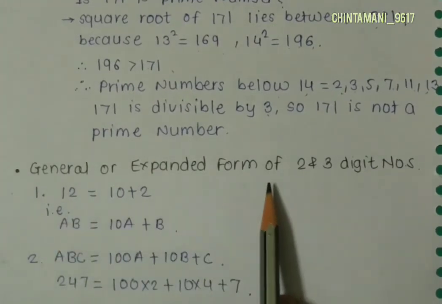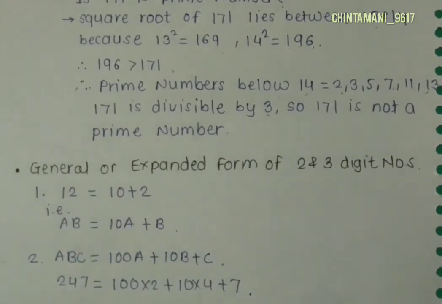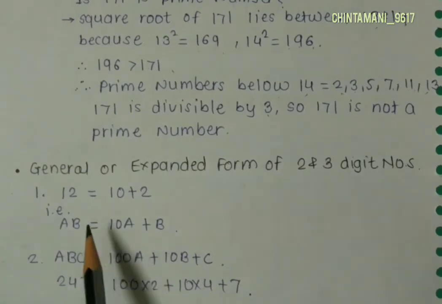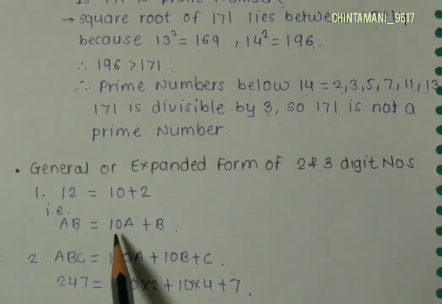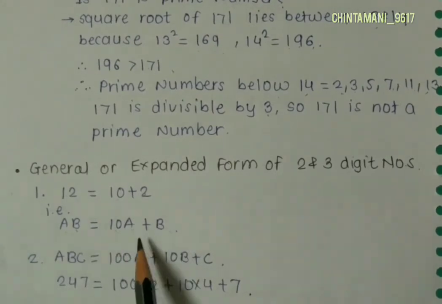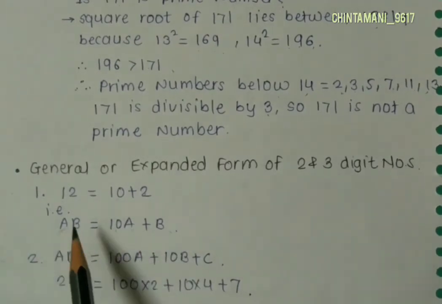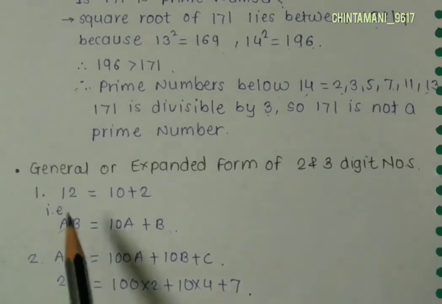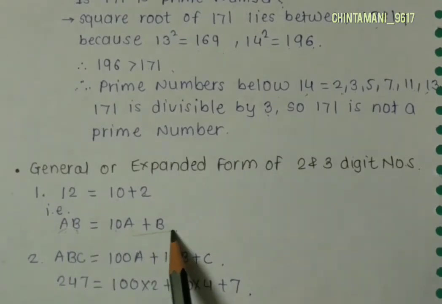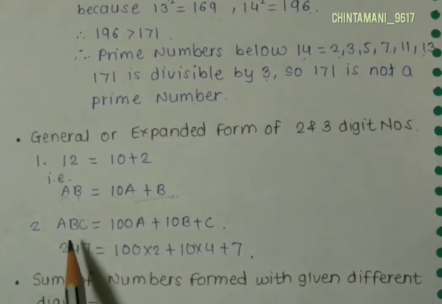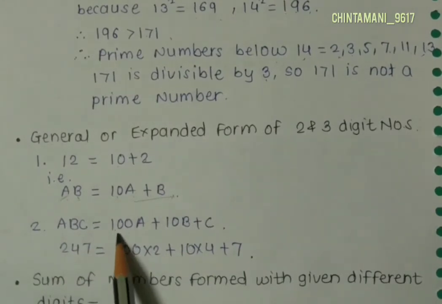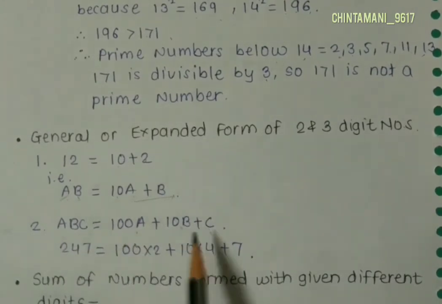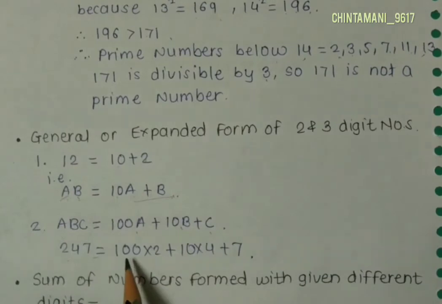General or expandable form of 2 and 3 digit numbers. So we know that 12 is 10 plus 2. That is AB. What is AB? 10A plus B, because A is the tens digit and B is the unit digit. So we expand it like this. Also ABC is 100A plus 10B plus C. For 247, it is 100 into 2 plus 10 into 4 plus 7.